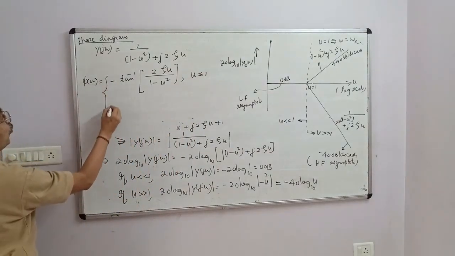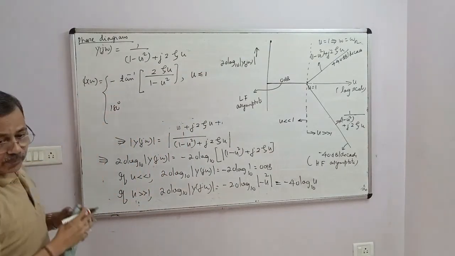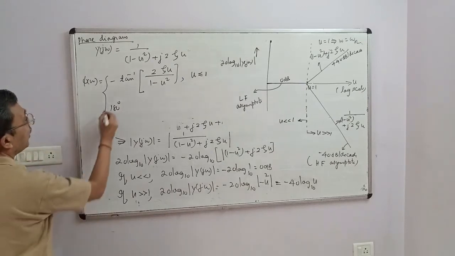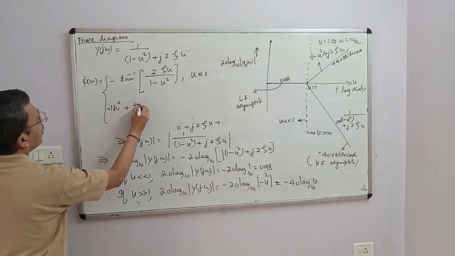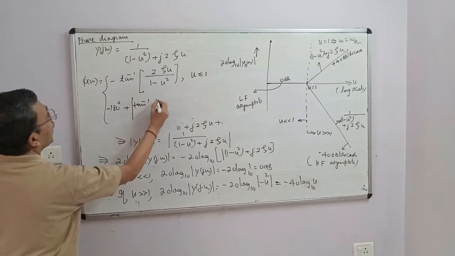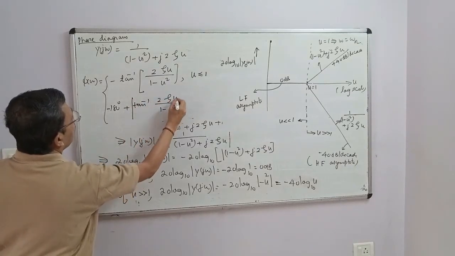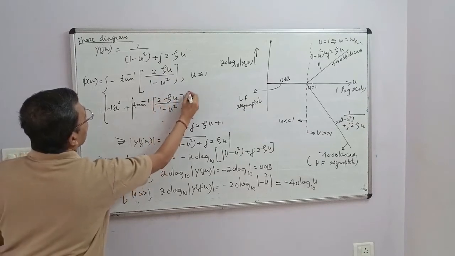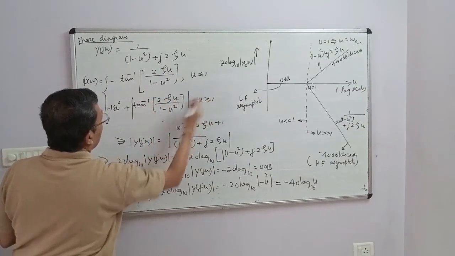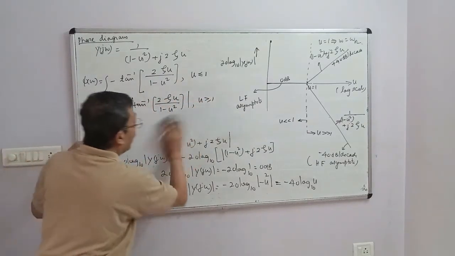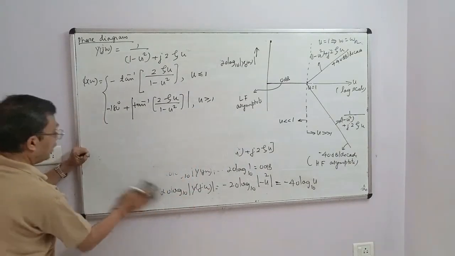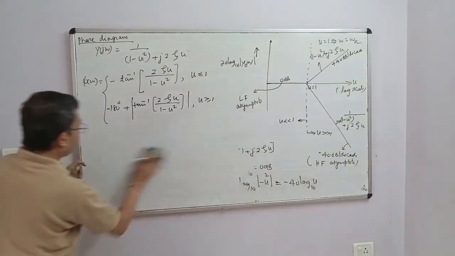And it is minus 180 degrees plus the modulus of tan inverse of 2 zeta into u by 1 minus u square. This is for u greater than or equal to 1. You might be wondering how I have written this expression. I am going to explain now.